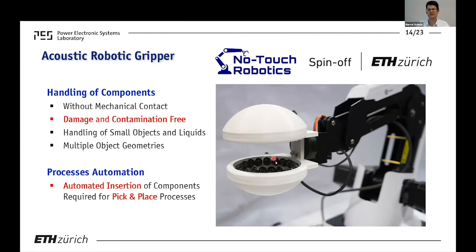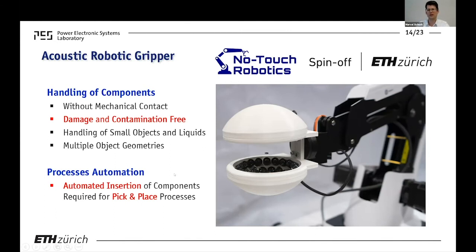And for example, here you can see a metric 3mm nut being levitated in this acoustic field, completely without any mechanical contact. And another big advantage is that if I don't have to touch anything, I don't damage its surface, and I do not contaminate the surface. And the interesting part here is that I am not limited anymore to a certain geometry, but rather I can grip a wide variety of geometries with the same gripper.